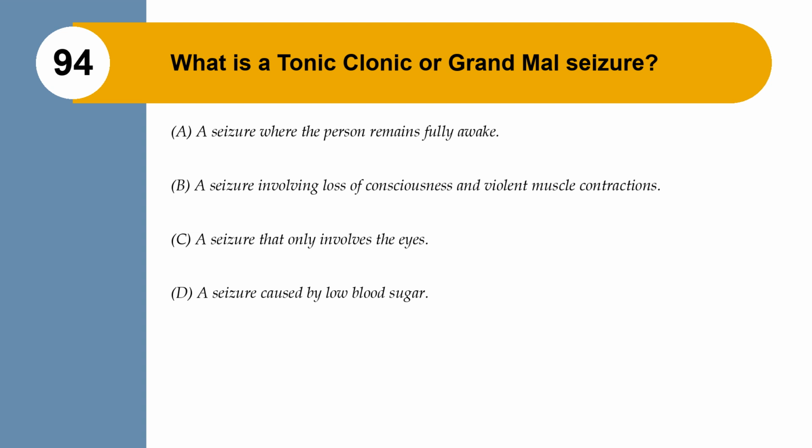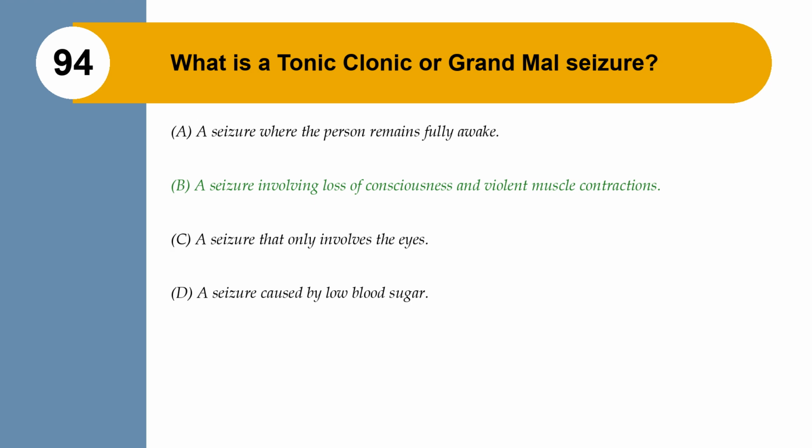Option A, a seizure where the person remains fully awake. Option B, a seizure involving loss of consciousness and violent muscle contractions. Option C, a seizure that only involves the eyes. Option D, a seizure caused by low blood sugar.